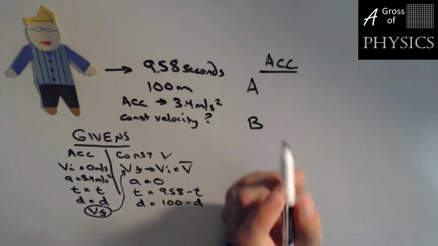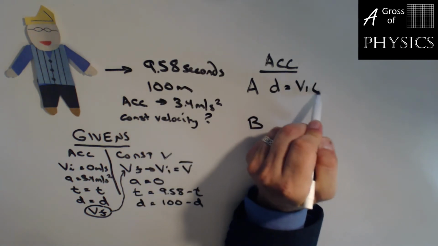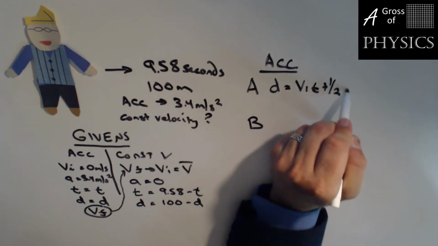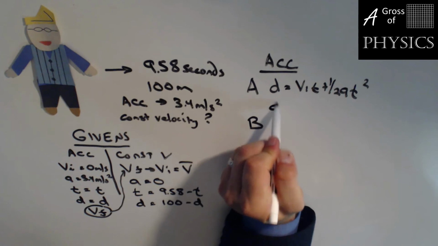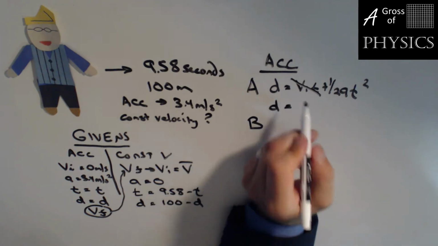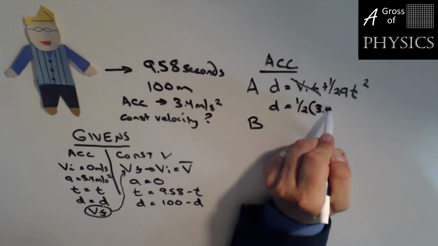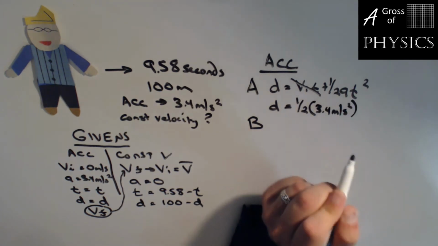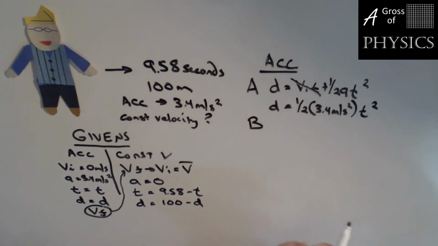So for equation A, I set up equation 4. D equals VIT plus 1/2 AT squared. Now the D I'm going to plug in as D. VI and T cancel because there's a 0. 1/2. The acceleration is 3.4 meters per second squared. And we don't know T, so we're just going to set up as T squared. So right now we have 2 unknowns.